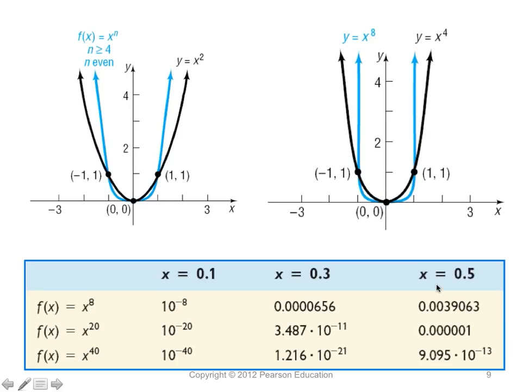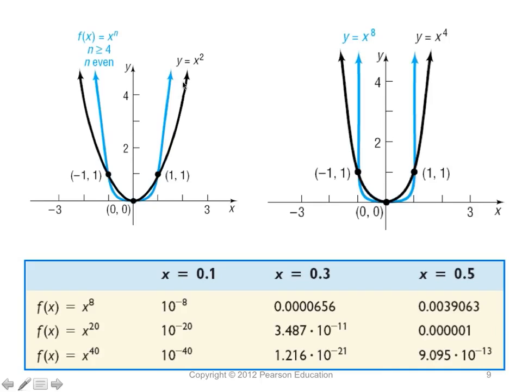So if we take a look at these graphs right here, we can see what some of these might look like. If we have f of x equals x to the 8th power, x to the 20th power, and x to the 40th power, what you're going to see is that as we put in small numbers for x, so x equals 0.1, 0.3, and 0.5, as the power gets larger, the actual y value gets smaller.